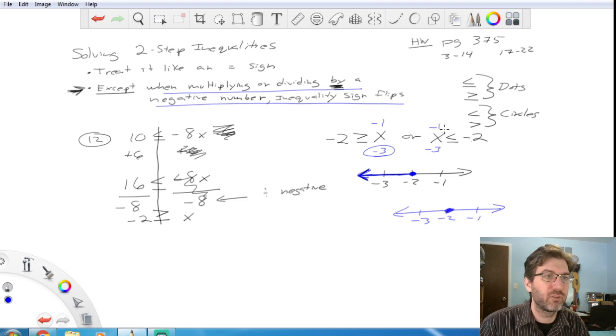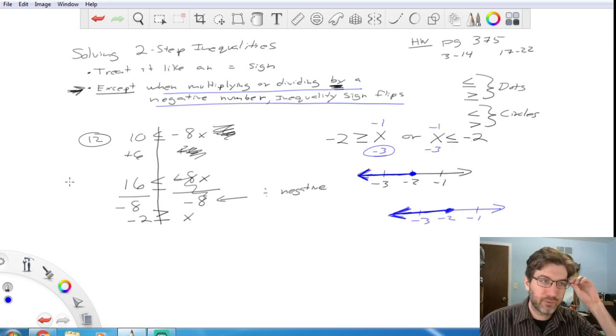What is better? Negative 1 is less than or equal to negative 2, or negative 3 less than or equal to negative 2? Well, negative 3 is less than or equal to negative 2, so I still shade this way. So they are the same. They're just different ways of writing it.